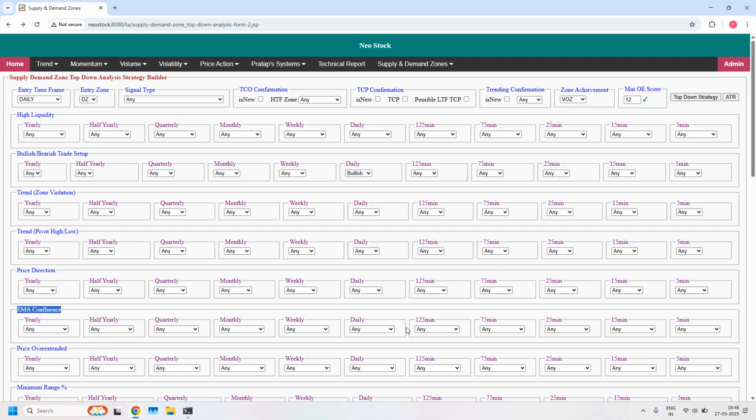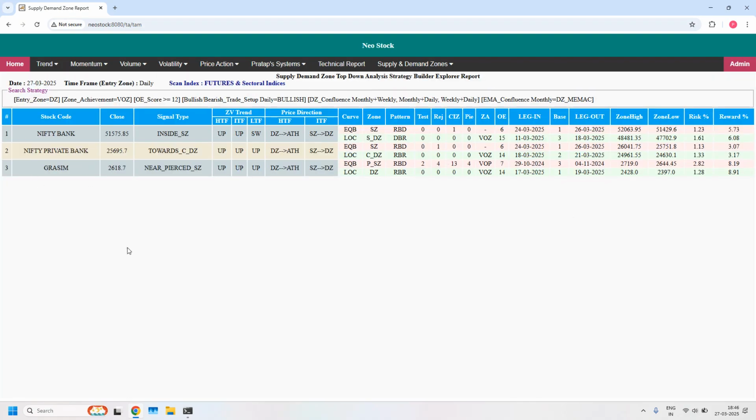In the EMA confluence at monthly time frame, because daily together with weekly is part of the monthly demand zone, that's why we are checking whether the monthly demand zone has monthly EMA confluence. And in all the three stocks the monthly trend is uptrend, so we can directly filter. So all three are filtered. That means all the three have an even higher probability of success.